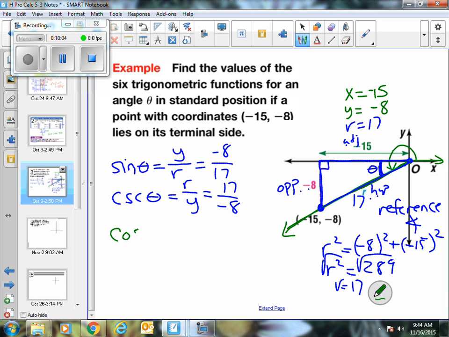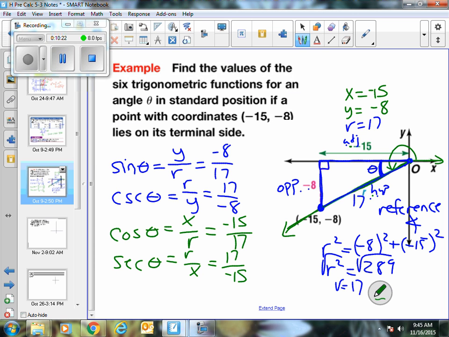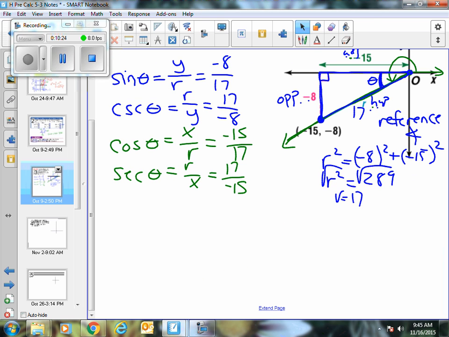All right, well, what happens with cosine? Same idea. X over r. The x value is negative 15. That's the adjacent side over hypotenuse, or the r. Going to be negative again because you have one of each. And secant, same deal. When you flip something, it still has the same sign as the original fraction. It's just the numerator and denominator switch because it's 1 divided by, also going to be negative. All right, let's do tangent.